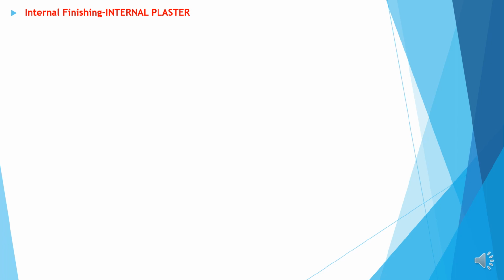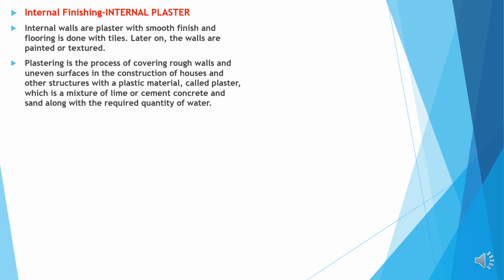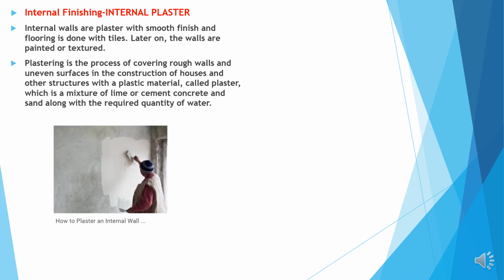Internal finishing, internal plaster. Internal walls are plastered with smooth finish and flooring is done with the tiles. Later on, the walls are plastered or textured. Plastering is for the purpose of covering rough walls and uneven surfaces in the construction of houses and other structures with a plastic material called plaster, which is a mixture of lime and cement concrete and set along with the required quantity of the water. This is an image of an internal plaster.